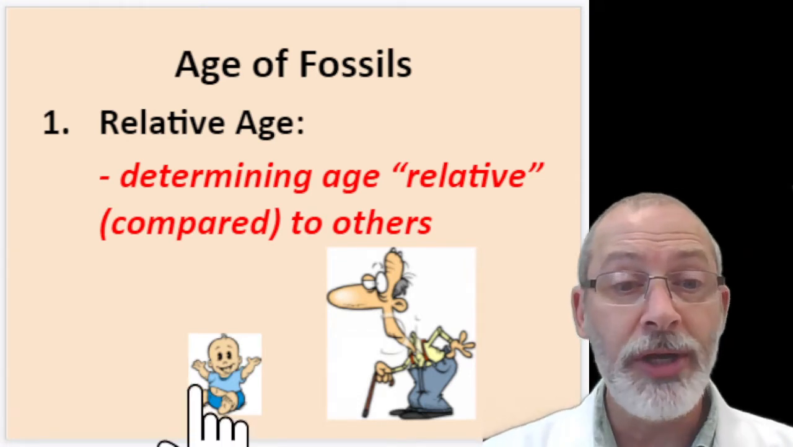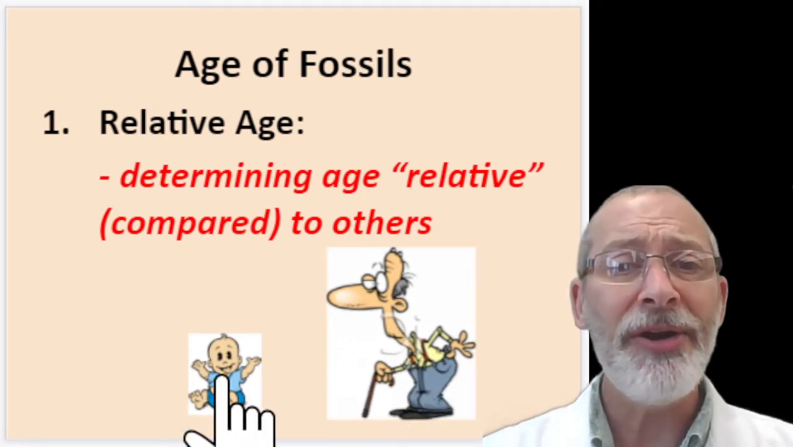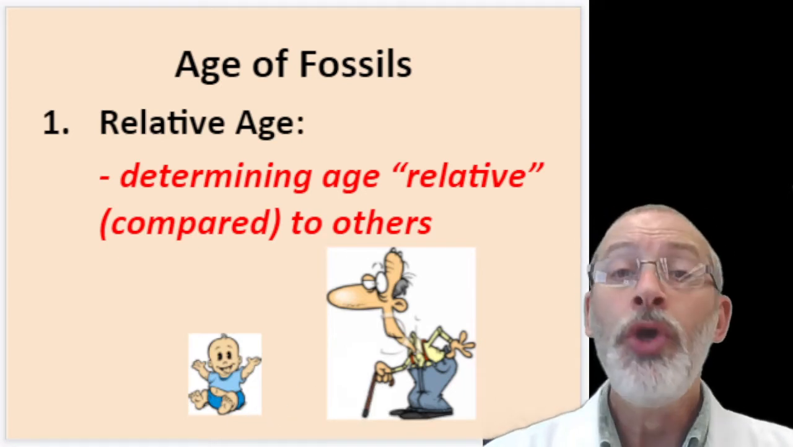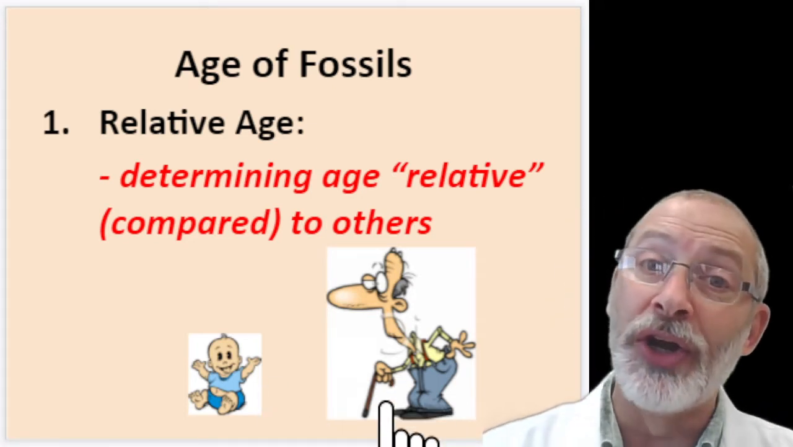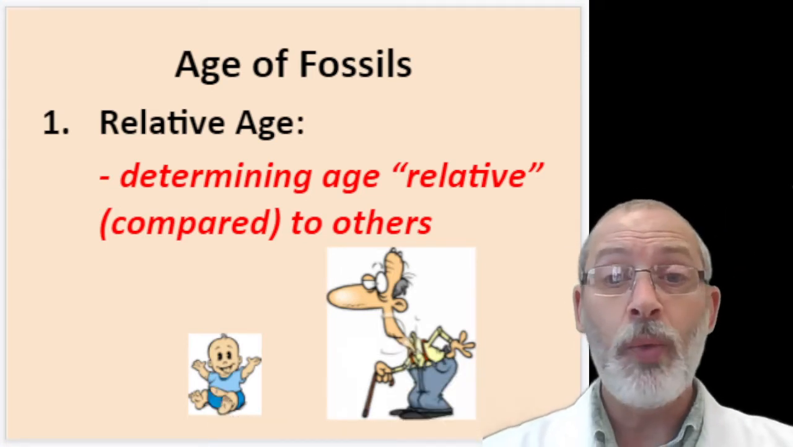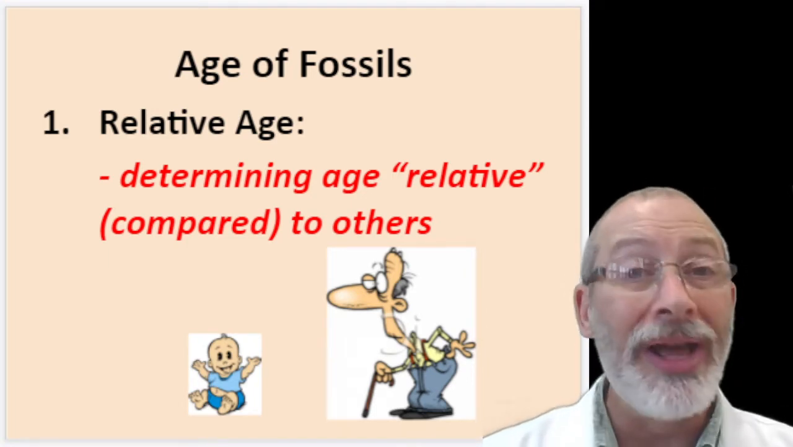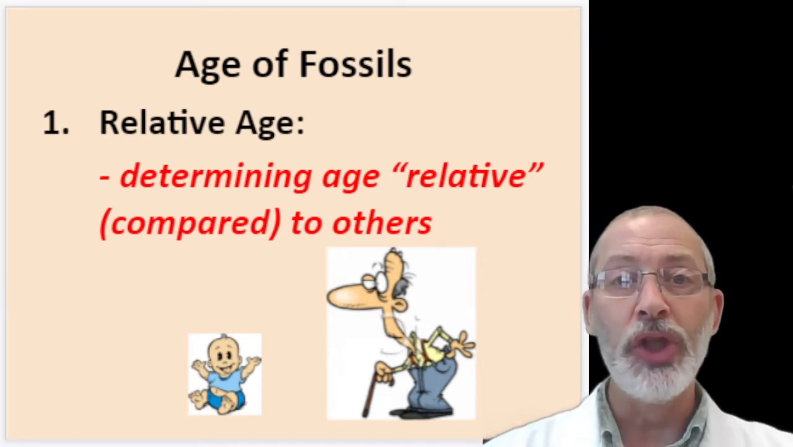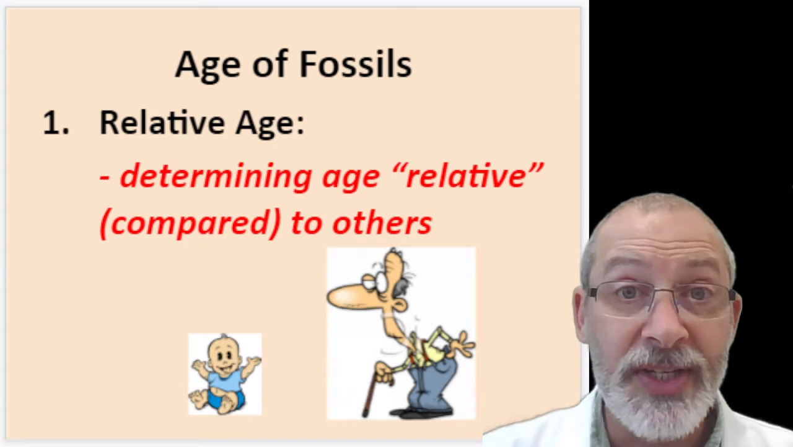Like if we look at this picture here we have a baby, here we have an old geezer like me. In comparing these two individuals, hopefully it's pretty obvious to you which one of these individuals is older and which one is younger. Obviously, this dude is older, this individual is younger. Now, we have no idea of their exact age, but that's not what relative age is all about. It's just comparing ages.